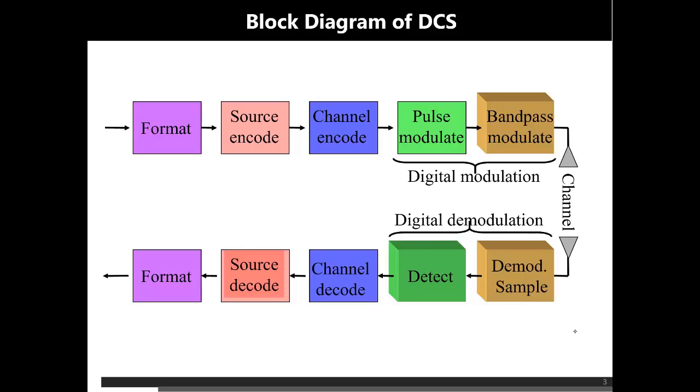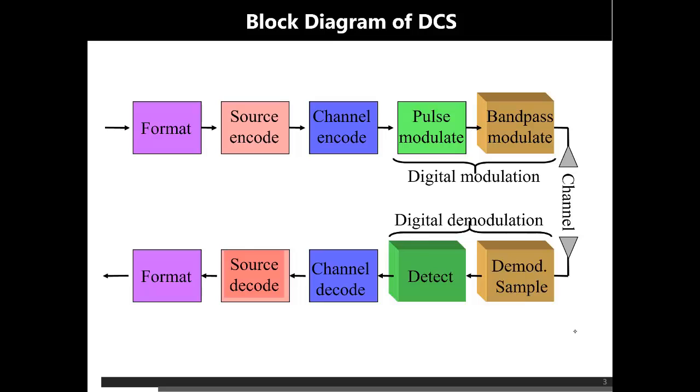The bandpass modulated data will be passed through the channel, and after passing through the channel, the received data will go through the first crucial stage, which is demodulation and sample. So this block will convert the passband data to baseband and sample the data to serve to the detection block, and the detection block will use thresholding mechanism to generate the data in the form of bits.